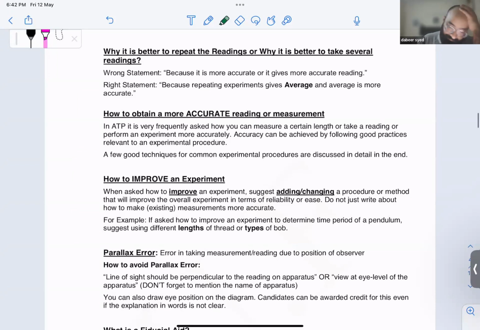Chalo. Next. Another very common question is, why do we take repeated readings? Again, because repeated readings give average and average is more accurate. Do not write the statement jo upar likhi hui hai because it is more accurate or give more accurate readings. Please be specific कि अगर आप repeatedly experiment को repeat कर रहे हो तो you are getting an average value, and an average value is more accurate than a standalone value that you take.